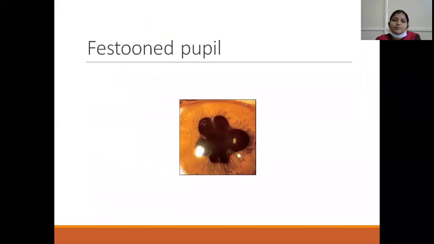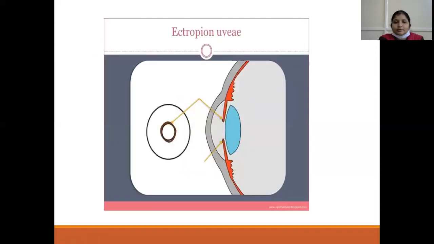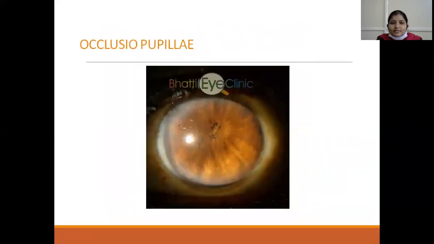So this is festooned pupil. After instillation of the dilated drops, you can see that at the sites of posterior synechia, there is no dilatation. And in the free part, you see dilatation of the pupil. So irregular dilatation of the pupil is called festooned pupil. And next is ectropion uveae. Because of contraction of the exudates, there is eversion of the pigmentary frill. And this is occlusio pupillae. Here you cannot see the pupil, it is completely occluded by the exudates.